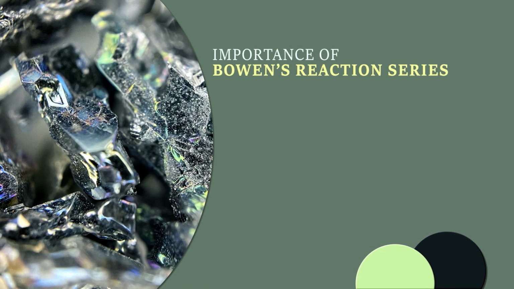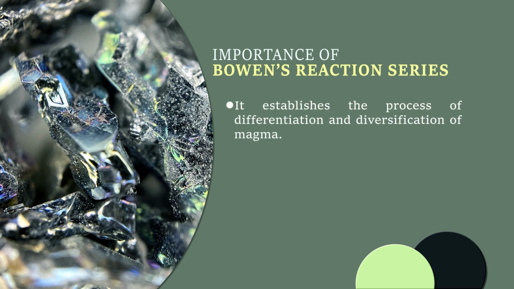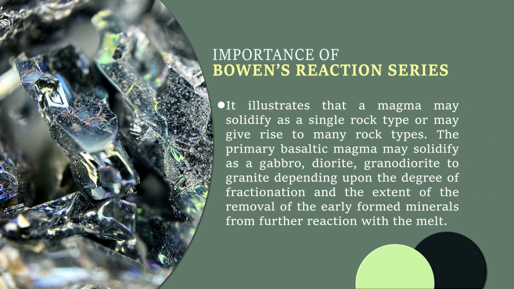Let us discuss the importance or significance of Bowen's reaction series. It establishes the process of differentiation and diversification of magma. It illustrates that a magma may solidify as a single rock type or may give rise to many rock types. The primary basaltic magma may solidify as gabbro, diorite, granodiorite to granite, depending upon the degree of fractionation and the extent of removal of early formed crystals for further reaction with the melt.